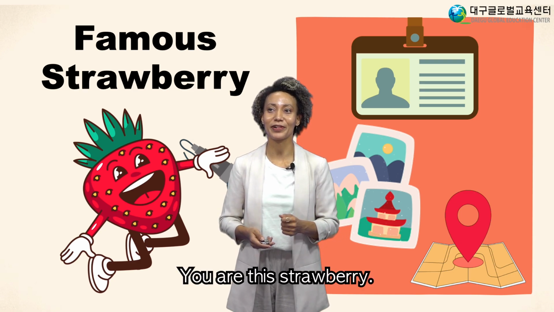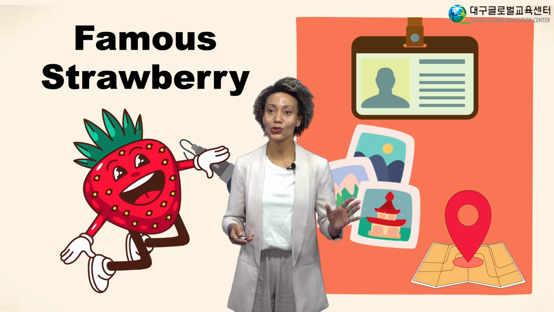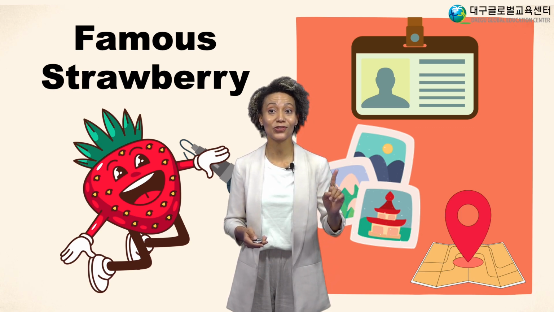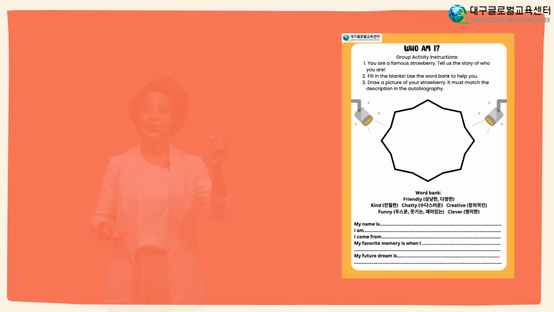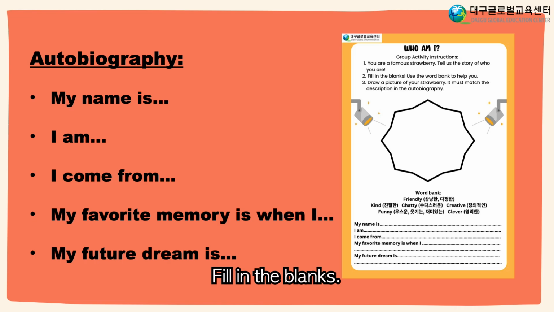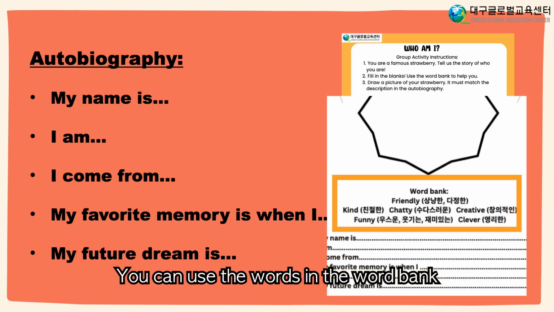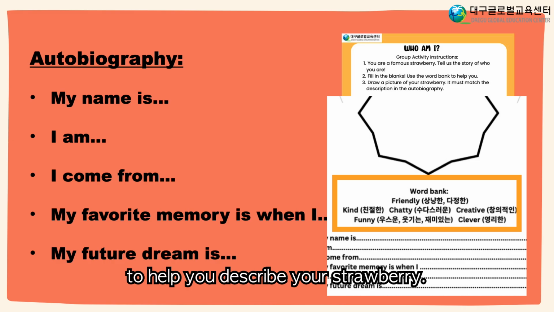You are this strawberry. Create an autobiography written in the first person. Your team should do the following. Fill in the blanks. My name is. I am. I come from. My favorite memory is when I. My future dream is. You can use the words in the word bank to help you describe your strawberry.